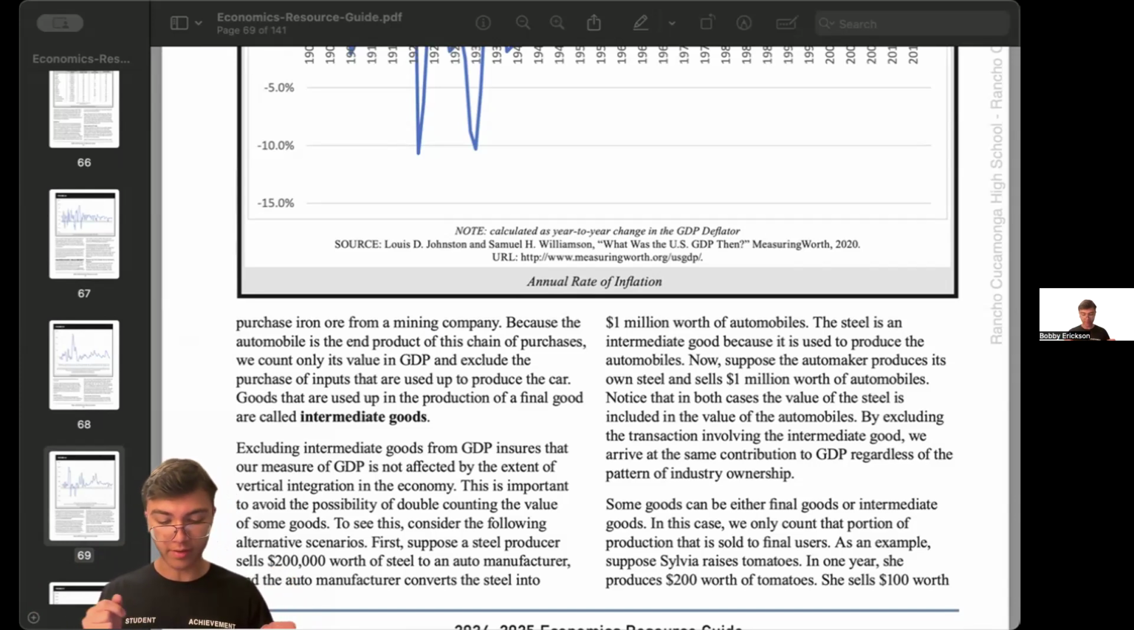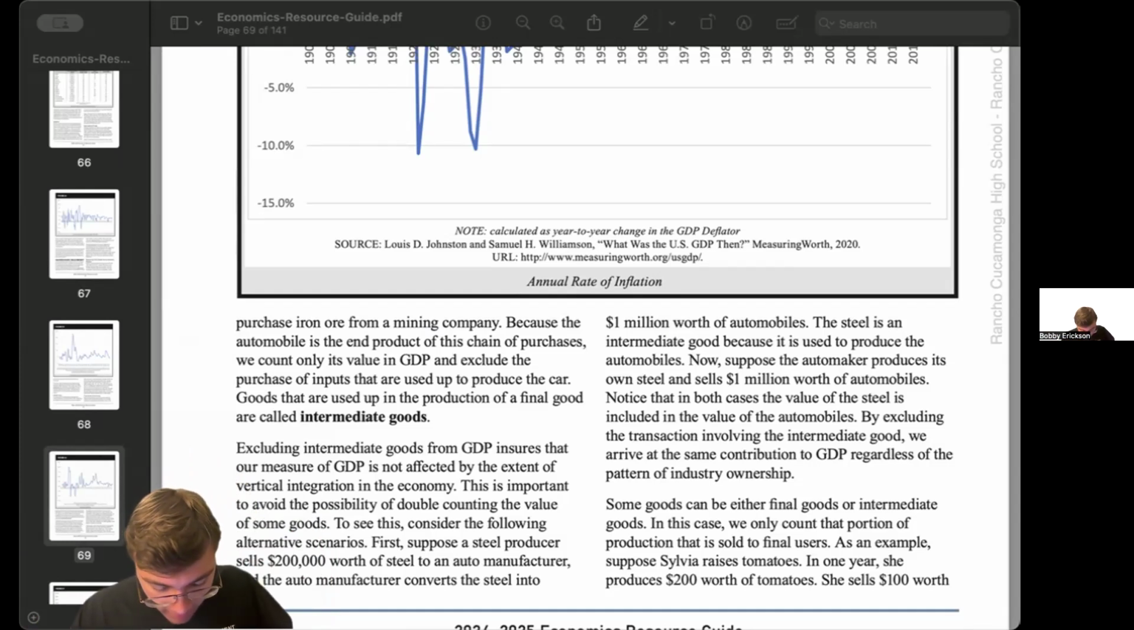And so if we exclude these intermediate goods, that ensures that our measure of GDP is not affected by the extent of vertical integration in the economy. So it's not measuring how many steps we are taking in order to make all the goods. Instead, it's showing how much of the actual good is being produced. And so we can see that this will make sure that some goods won't have double the value just because they had a lot more production steps.